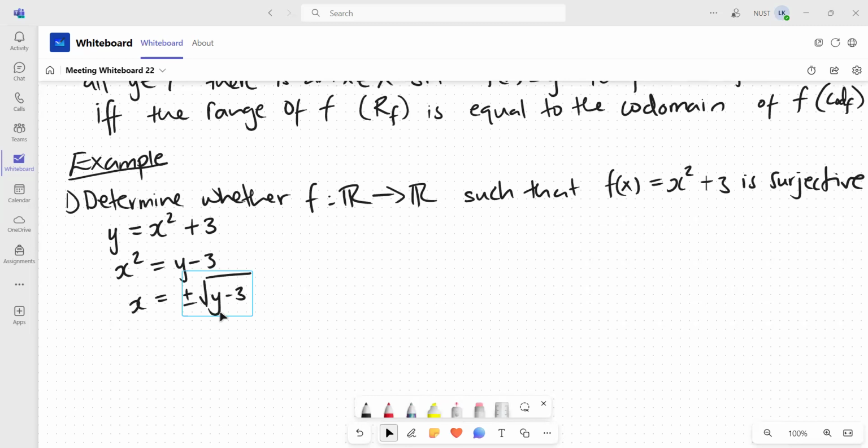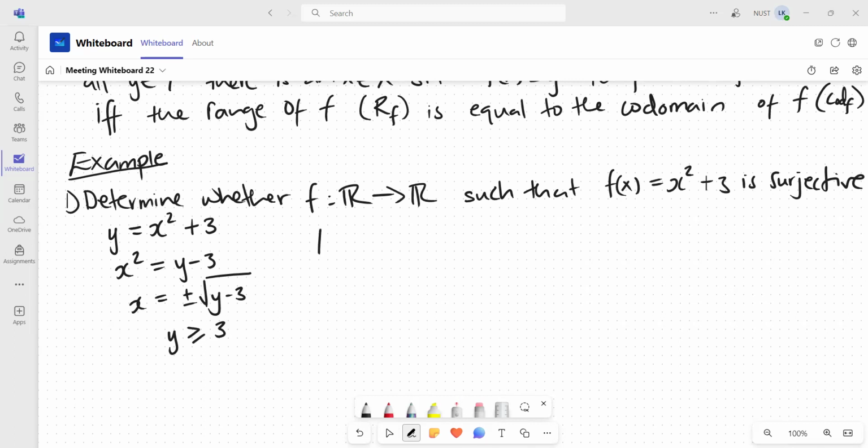So y can only be greater than, so the domain of this function here is that y is greater than or equal to 3. So if y is less than 3, then we are not getting a real number. So the domain of this function here is that y is greater than or equal to 3. But here our codomain says all real numbers. So here it's only numbers that are greater than 3. These two are obviously not equal.